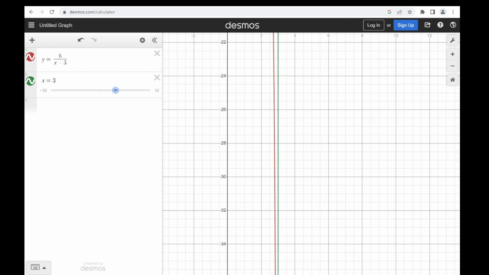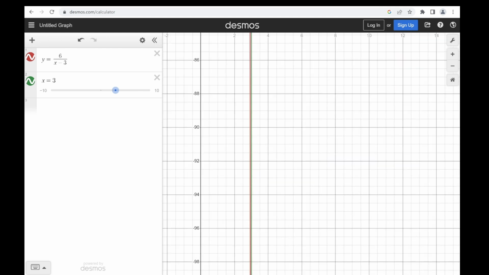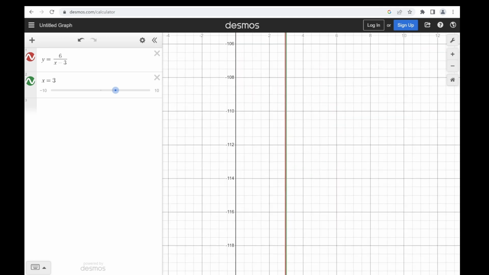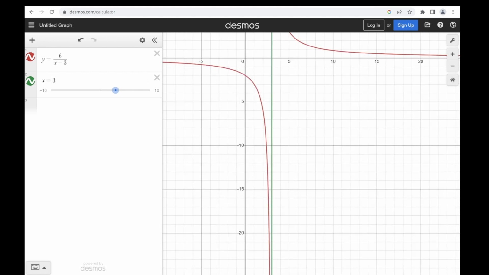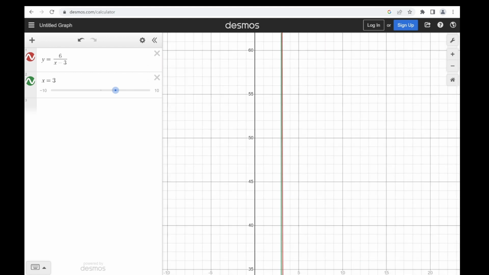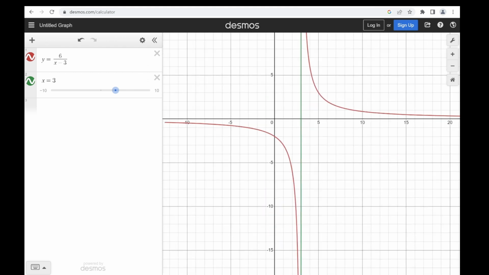It never really touches it, but it gets really close. In fact, it gets infinitely close. It will never quite touch this green line. It'll always be a tiny bit off. And if you go up, it'll do the exact same thing up here. Never quite touch the green line, but it will get pretty darn close.